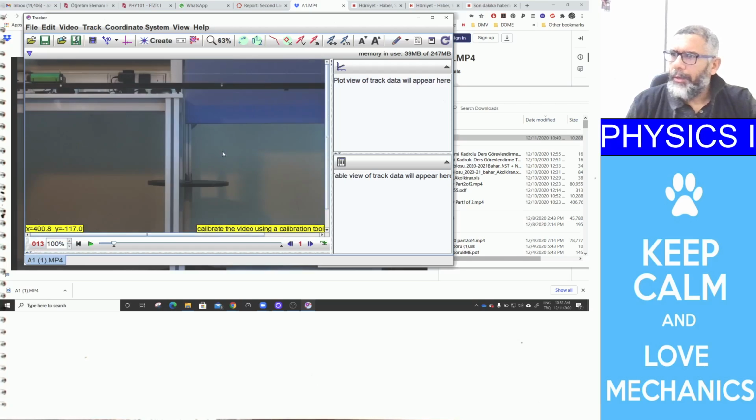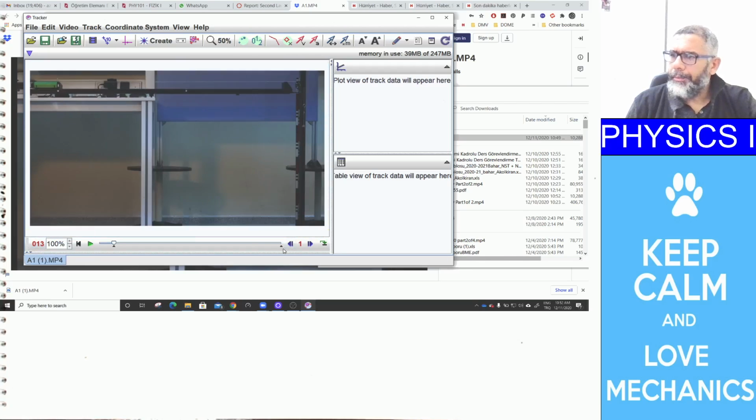And next, what about the end frame? The end frame is going to be the frame that this falling hanging mass hits the ground. Okay, well, you don't have to be very exact about this. You just seek for the frame that the hanging mass hits the ground.